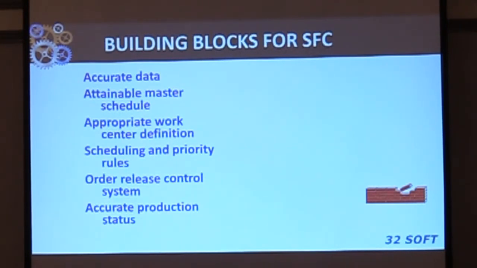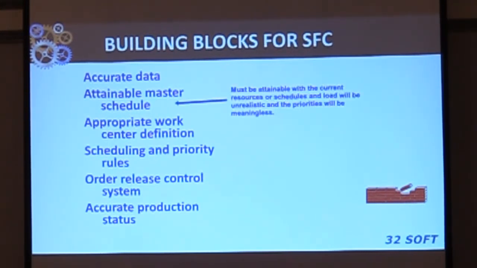So the building blocks of shop floor control are, and this goes without saying, accurate data. We've talked about MRP. MRP requires accurate data, shop floor control, same thing. You need to have visibility of what is out there. I don't know how many times I've gone into a facility and there are lots of work orders out in the shop, lots of information going in the computer, and it doesn't even resemble it. No place. So you need to make sure that the accuracy of the data is there so you can control it. An attainable, realistic, buildable master schedule.